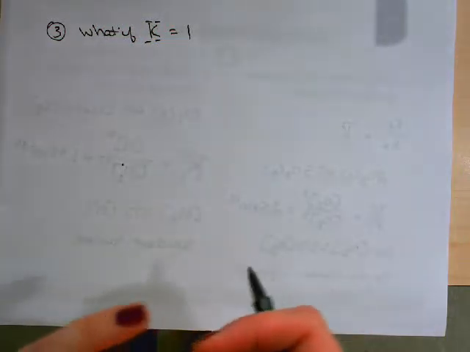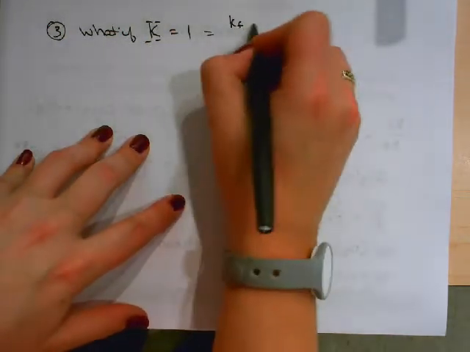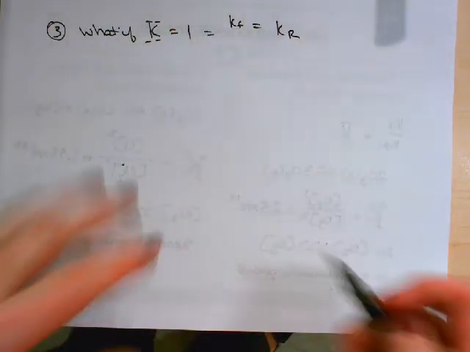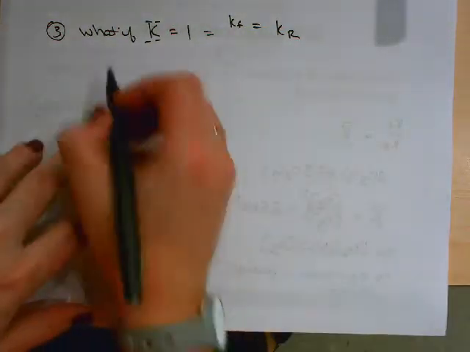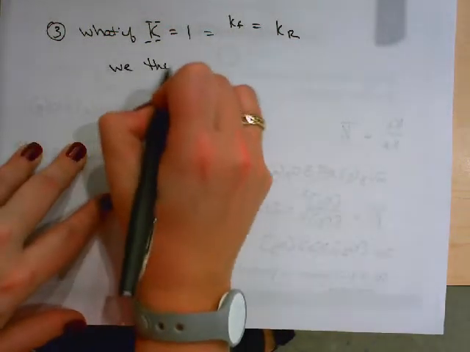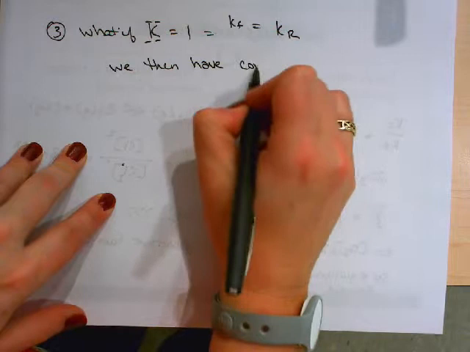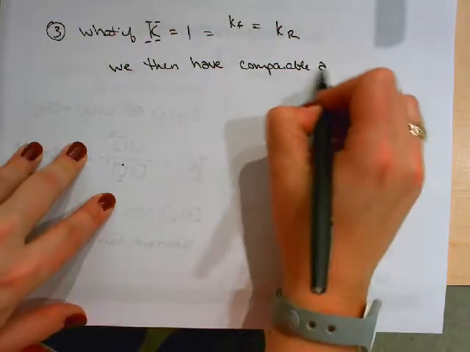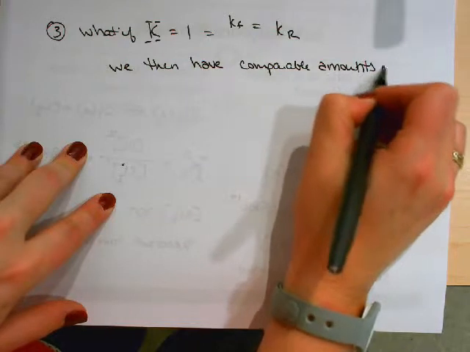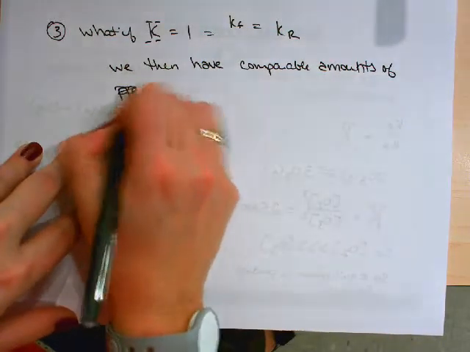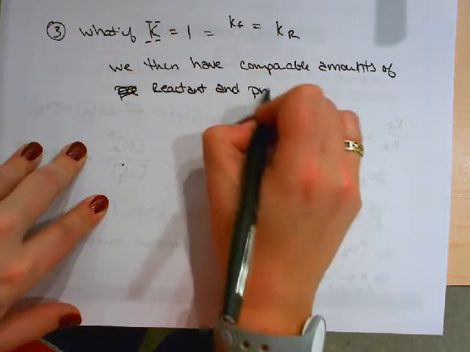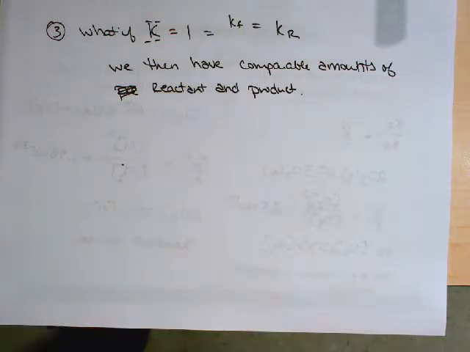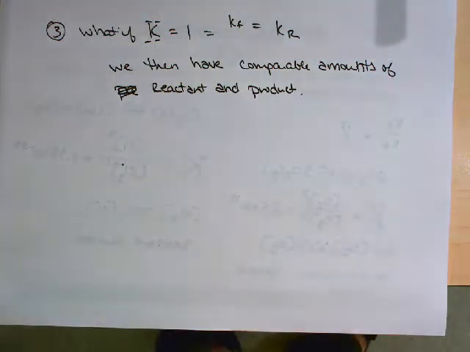What does it mean if my big K equals 1? Right, it means those are all equal to each other. K equals 1, which means my forward is equal to my reverse. Right, it means we have comparable amounts. They're pretty close to being equal. Everything's all canceling out.